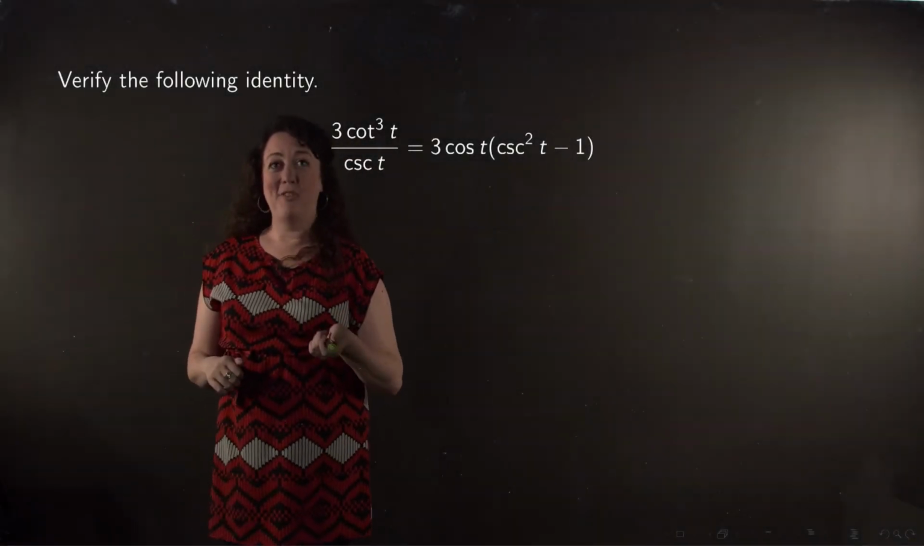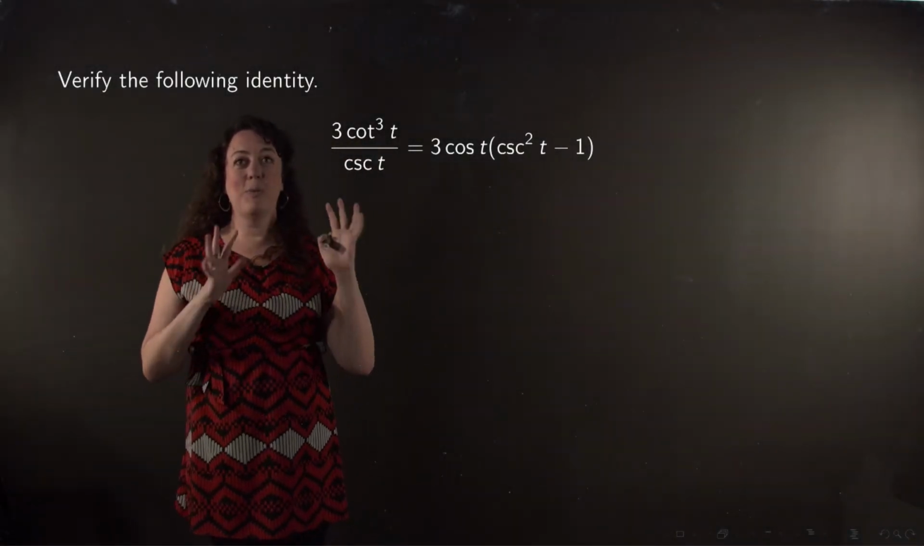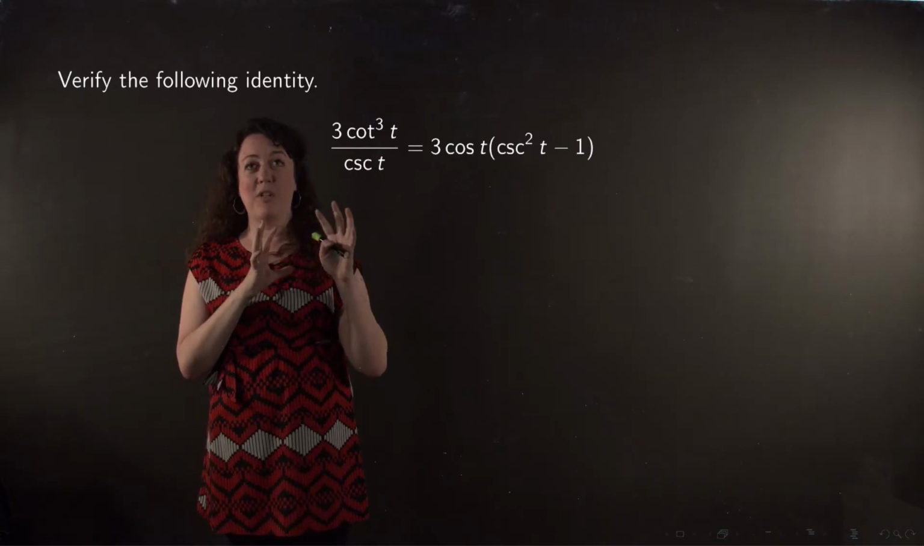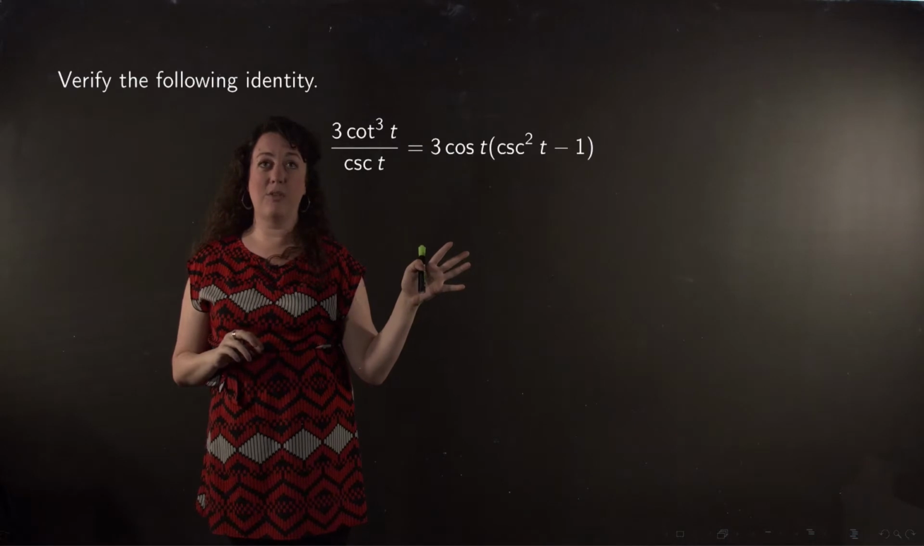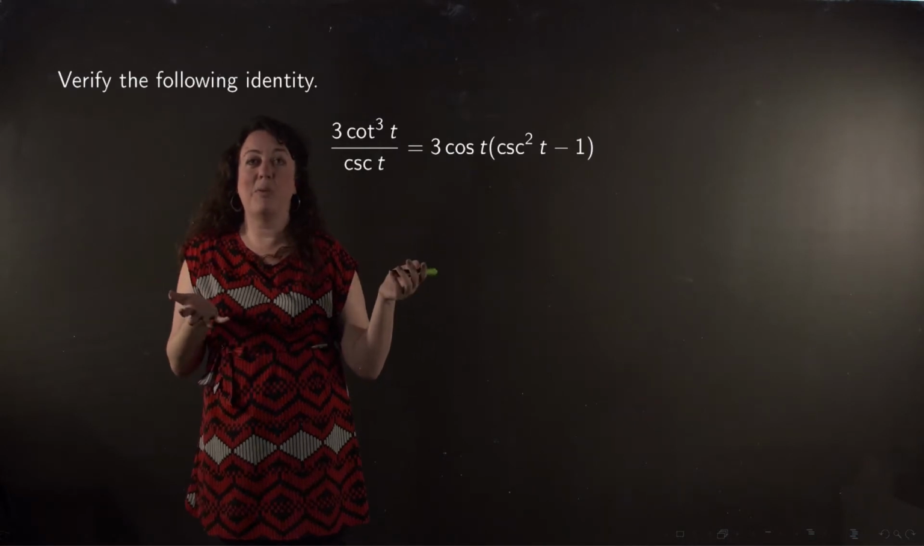How do we verify trig identities? Well, what we try to do is start with one side of our equation and we're verifying it by working with just one side until we can get to the other side. Now, it doesn't matter which side you start with.